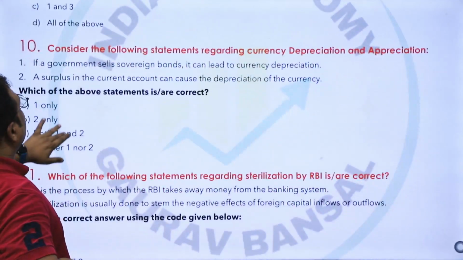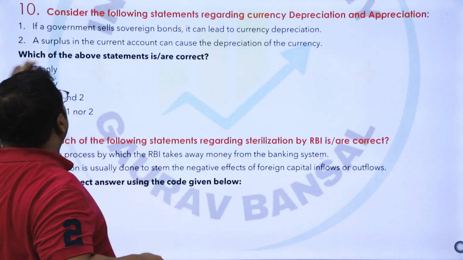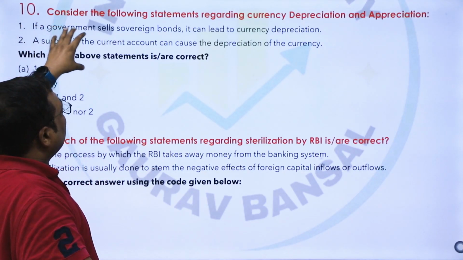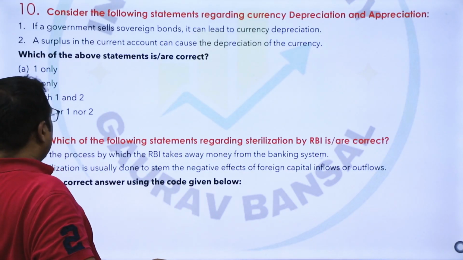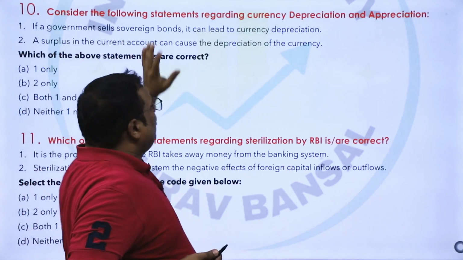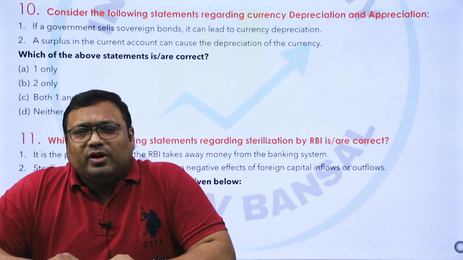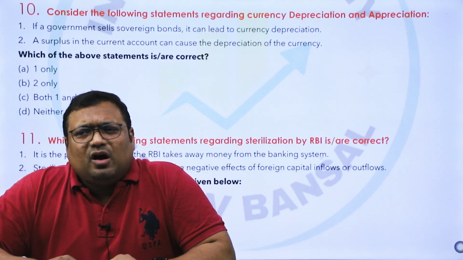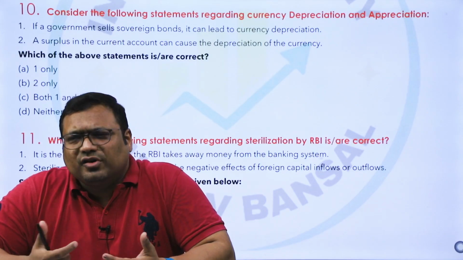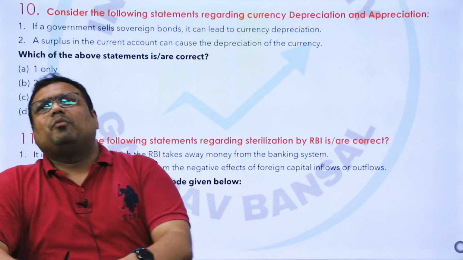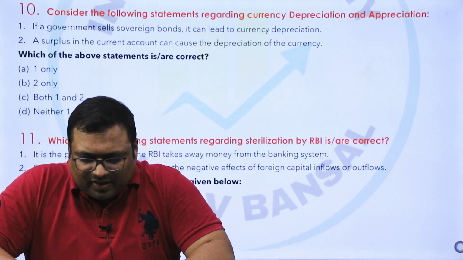Question number 10. Consider the following statement regarding the currency appreciation and depreciation. If a government sells sovereign bonds, it can lead to currency depreciation. Okay. If government is selling the sovereign bond, it means they are being sold in the international market. Government bonds are typically not discussed as sovereign bonds if they are traded within the country. Generally, by calling them sovereign bonds, we mean that the government is issuing bonds in the international market in this case.